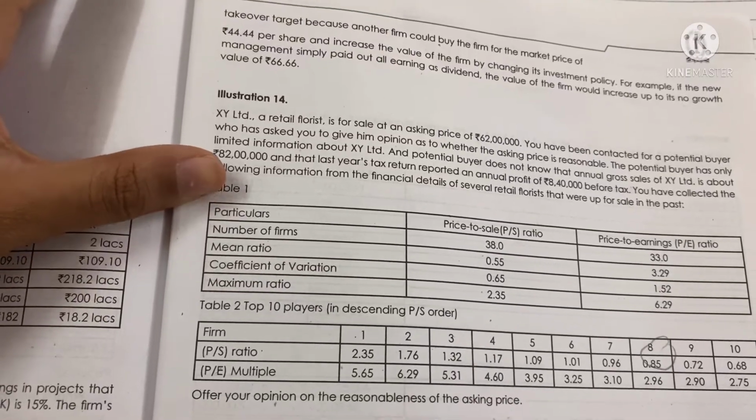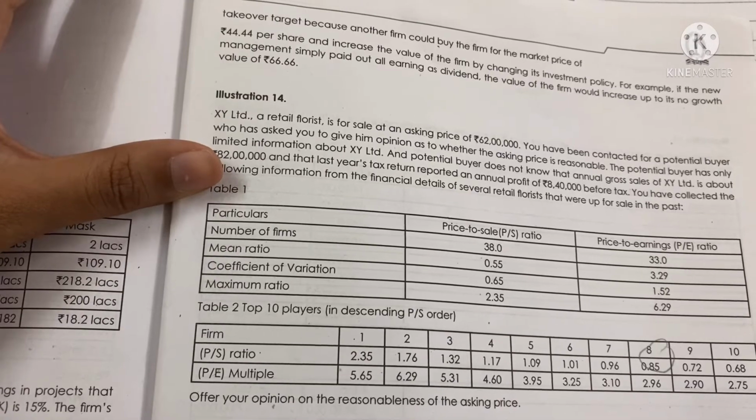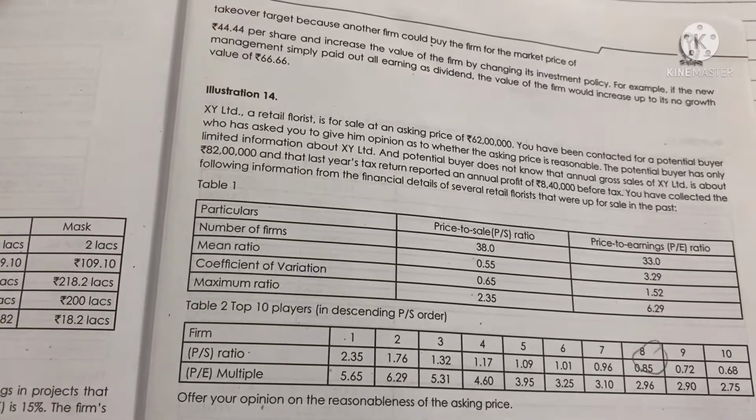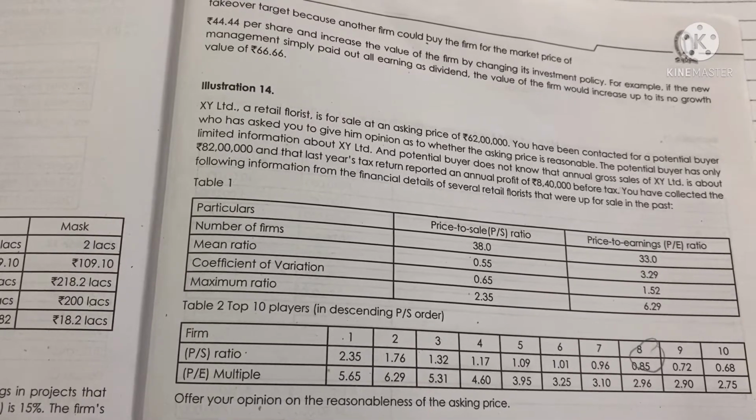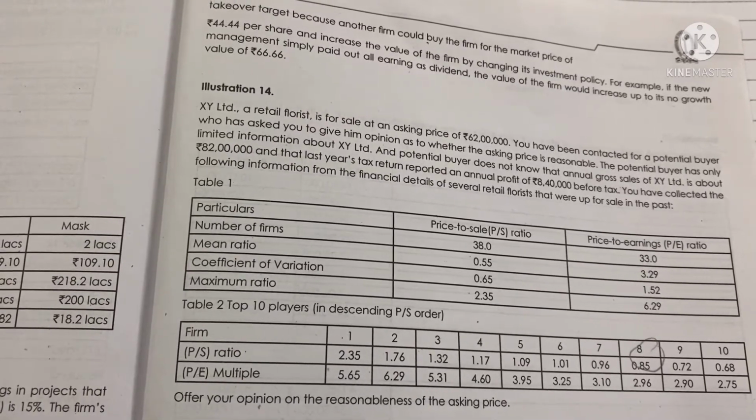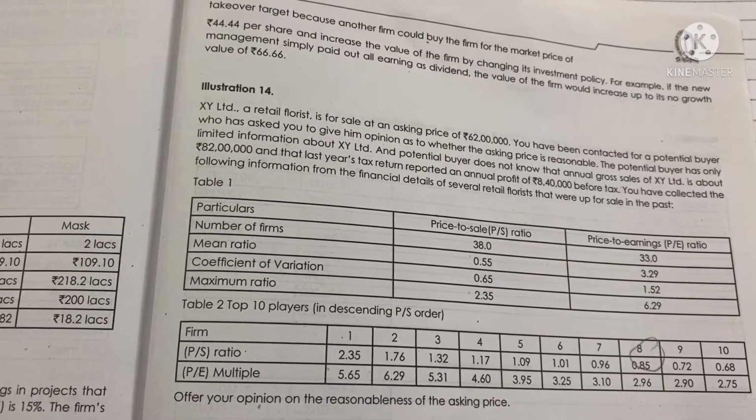you will ask, like in question one, one more line was written that last year's tax return reported an annual profit of rupees 8,40,000 before tax. Why was this not considered in calculating the reasonable price?